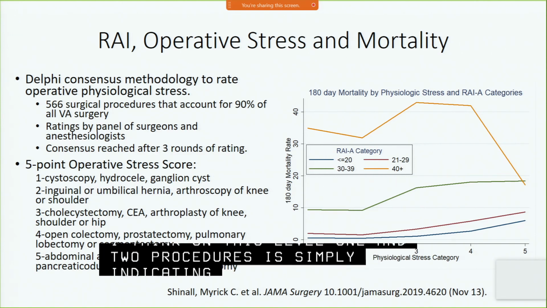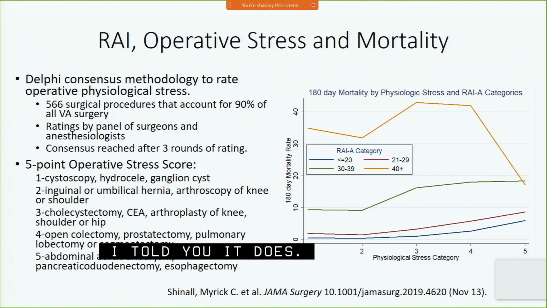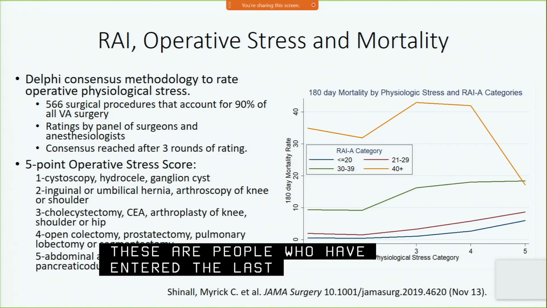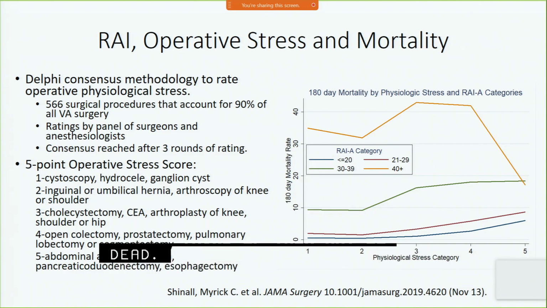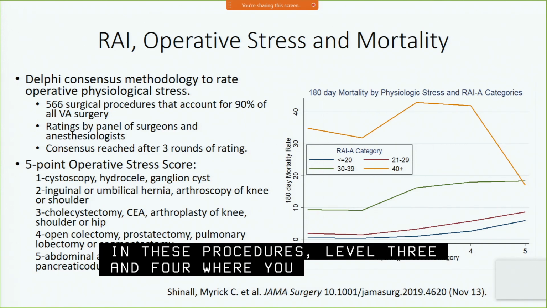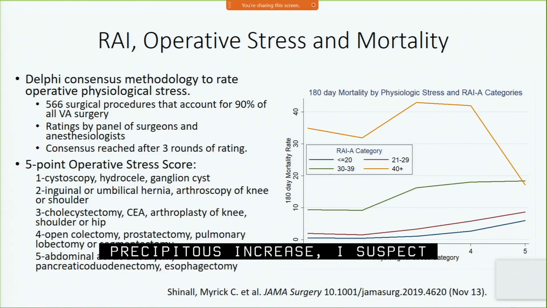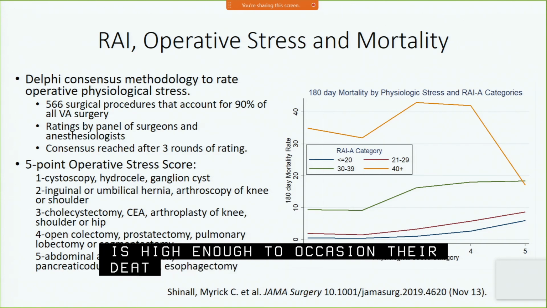It assesses medium-term risk of mortality. These are the people who have entered the last season of their life, and it's not surprising that in 6 months, a third of them may be dead. But in these procedures, level 3 and 4, where you see this precipitous increase, I suspect that the stress of these procedures is high enough to occasion their death.